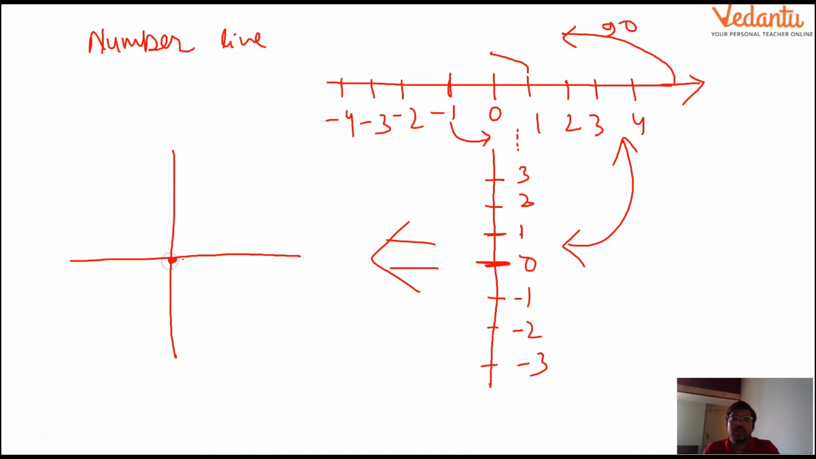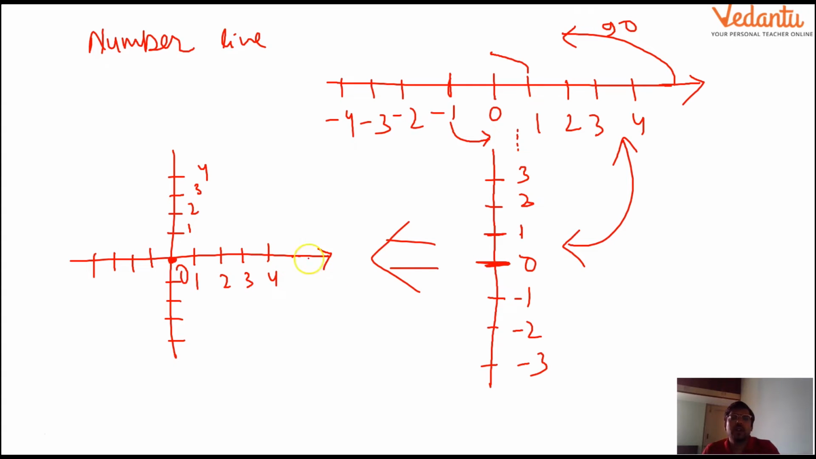Both of the zeros will be coinciding at one point. So this is 0 and then 1, 2, 3, 4 and here also 1, 2, 3, 4, -1, -2, -3, -4 and here also -1, -2, -3 and -4. In this manner it will go on, isn't it? 1, 2, 3, 4. Now, this is the system which is called the Cartesian system.